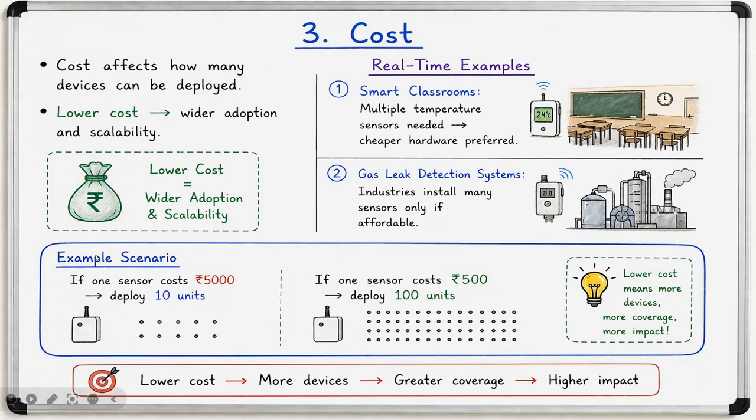Now, one example scenario you can consider here: if one sensor costs 5,000, to deploy 10 units, that is, if each sensor is expensive, only a limited number, that is 10 units, can be deployed. And this results in less coverage and few monitoring points. Now suppose one sensor costs 500, so how many units can we deploy? We can deploy 100 units. That is, if the sensors are affordable, then many more units can be installed, and this will improve the monitoring accuracy and the system effectiveness. So lower cost, more devices, more coverage area, and also higher impact.